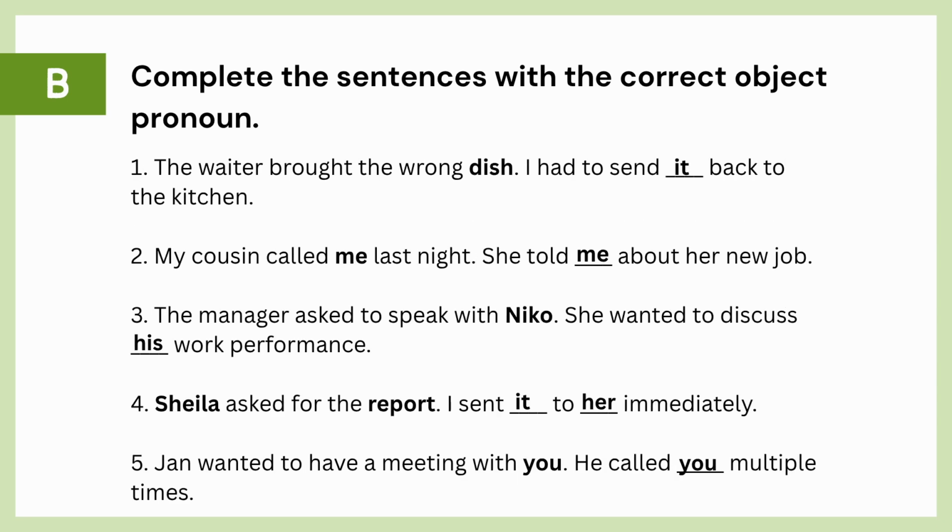Number 1, the waiter brought the wrong dish. I had to send it back to the kitchen. It equals the object of send. Number 2, my cousin called me last night. She told me about her new job. We use the same thing. Me equals the object of told or tell me.